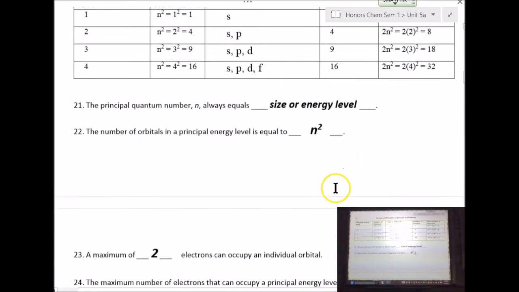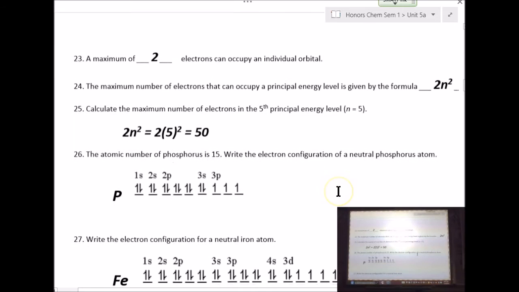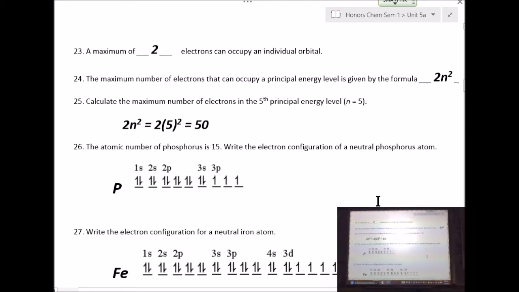Looking at this, there's our no more than 2 electrons per orbital. So 23, the maximum is 2; an orbital can have no electrons, can have 1 electron, no more than 2. And then 24 again is showing that same equation where we have 2n squared. Now, true, in the 5th energy level there are 25 orbitals, but we're not getting into the g's. But I could ask you on a given energy level how many electrons we have or how many orbitals.